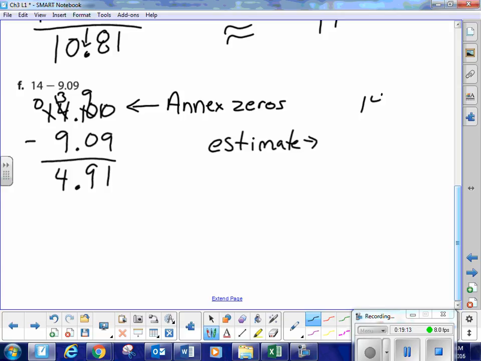Look, I'm just going to start right here. Okay? All right. 9.0 rounds down to 9. Excellent. 14 minus 9 is 5. Okay? And 4.91 is about 5. Excellent. That is reasonable. Okay?